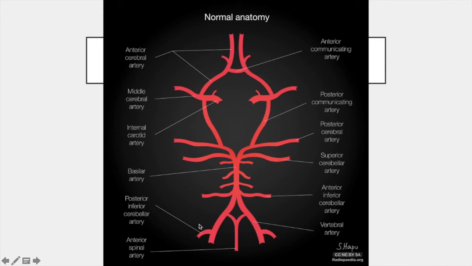of Willis. As for the posterior circulation, we have the posterior cerebral artery, PCA, which is formed by the basilar artery, and we have the PCOM, the posterior communicating artery, which communicates between the posterior cerebral artery and the internal carotid artery. Hence, the posterior communicating artery, the PCOM, communicates between the posterior circulation and anterior circulation.